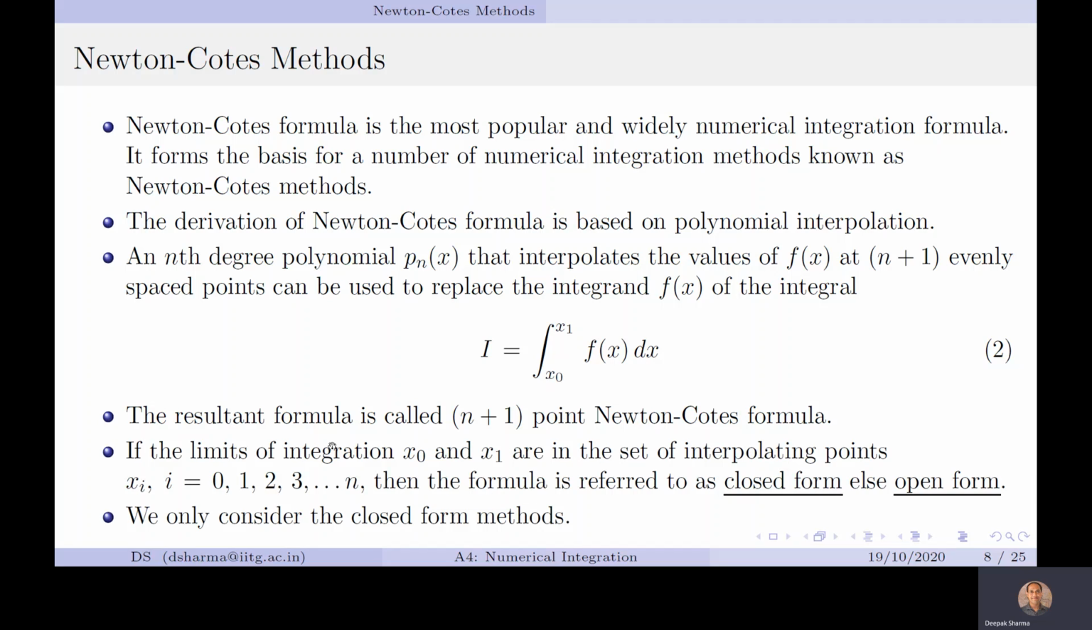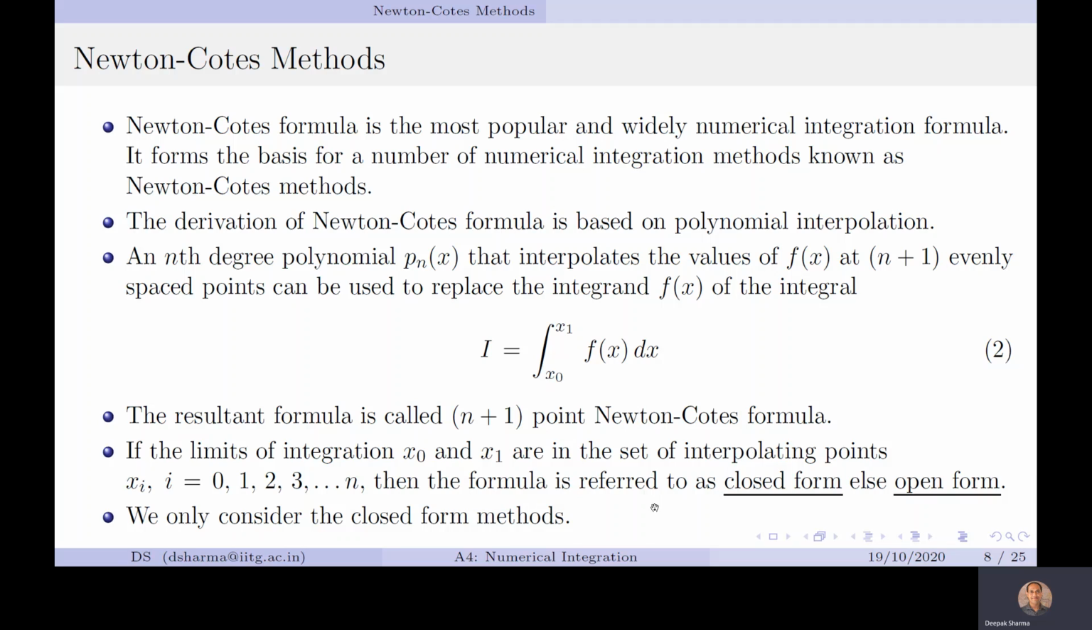Now, since we know the lower and upper limits of the integration, x0 to x1, we are going to divide this range into a number of steps or interpolation points x_i, where i goes from 0 to n.